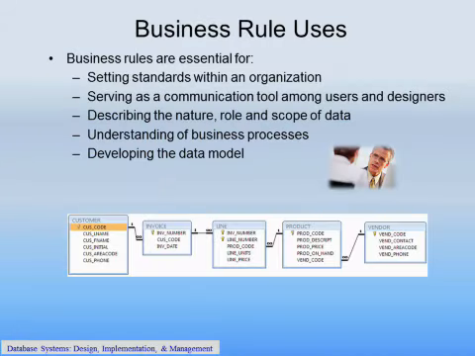Business rules help define things such as standards and policies. They also serve as a communication tool among all users of an organization. They are also very helpful in data modeling. Business rules can help identify and describe data and their relationships. In particular, they help the designer discover entities, attributes, relationships, and constraints, and give the designer an understanding of the business processes.